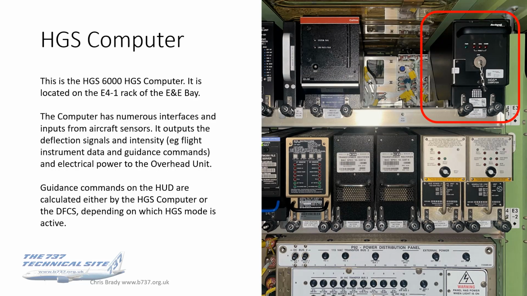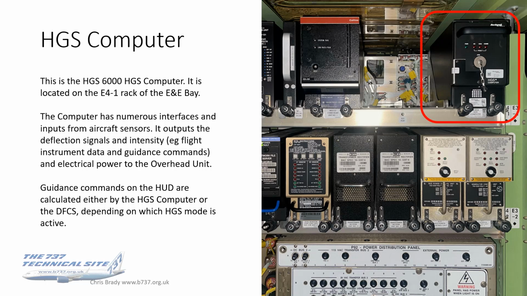So, starting with the computer, the obligatory E&E bay shot from me. That's it. That's what it looks like. That's actually an HGS 6000 because it's only got 3 fault lights on it. You'll find it on the E41 rack of the E&E bay. It's got numerous interfaces and inputs from aircraft sensors, which I'll go through in a later slide, and it then outputs the deflection signals and intensity of the flight instrument data and the guidance commands, and electrical power to the overhead unit for projection onto the combiner.